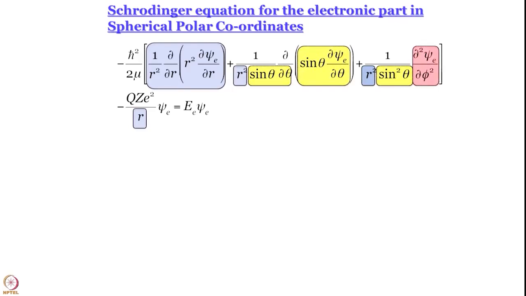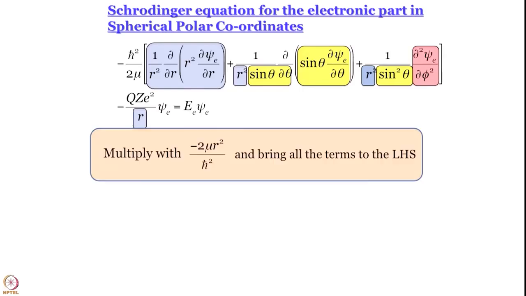What is the next thing to do? The next thing to do is to separate this into three equations, one in r, one in theta, one in phi. To do that, again, I'll go through this a little quickly because we have done it many times, but please do it yourself and make sure that everybody is on the same page. To start the separation, we multiply with minus 2 mu r square divided by h cross. Why?